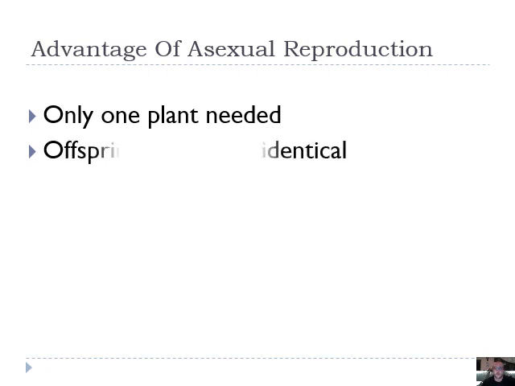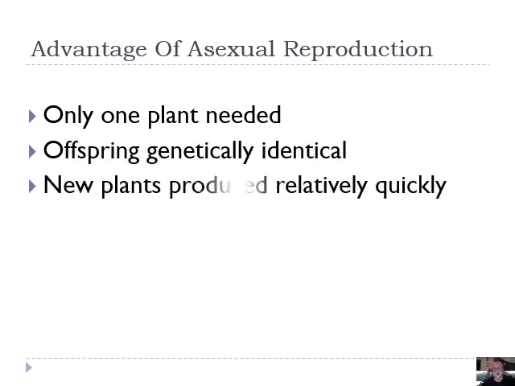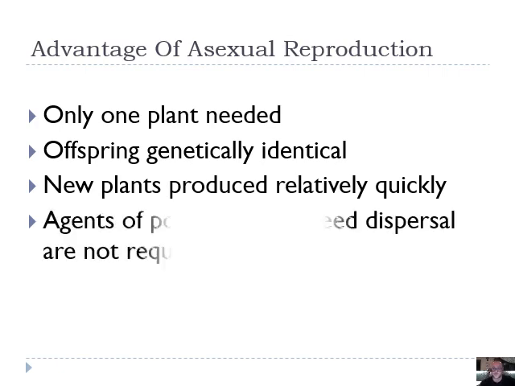You only need one plant. Offspring are genetically identical. New plants are produced relatively quickly. Now think about this. Why would you want to reproduce really quickly? Is this because it's in an environment that is exposed to lots of external factors such as droughts, maybe very little nutrients in the soil, maybe there's very infrequent rain, maybe there's a whole bunch of reasons why it could happen. So if you are in a very bad situation, you can make rapid clones of yourselves, ensuring that those genes themselves are going to be produced.